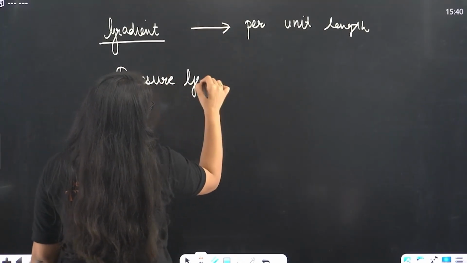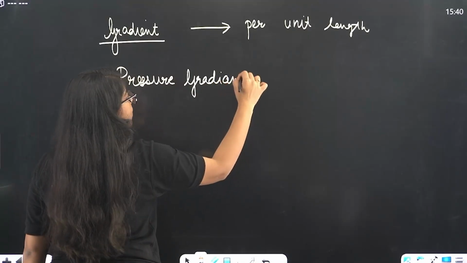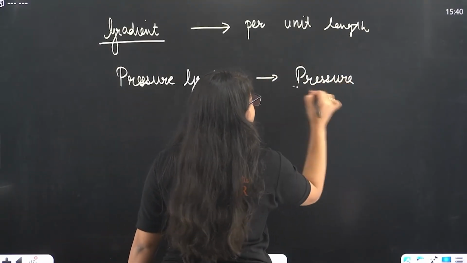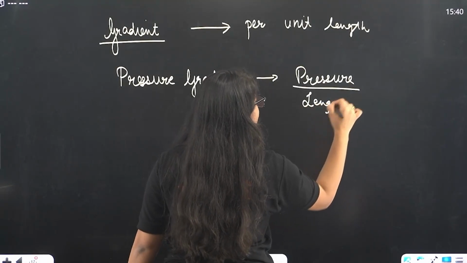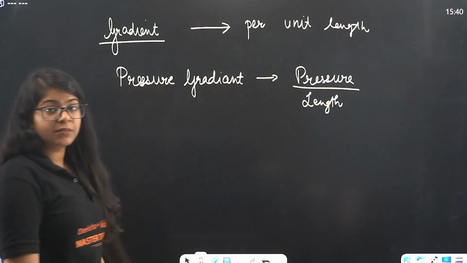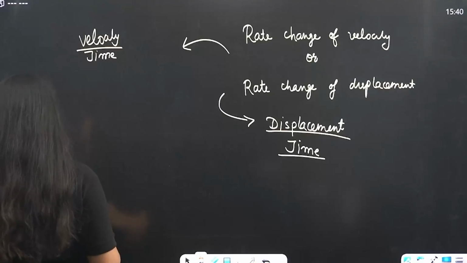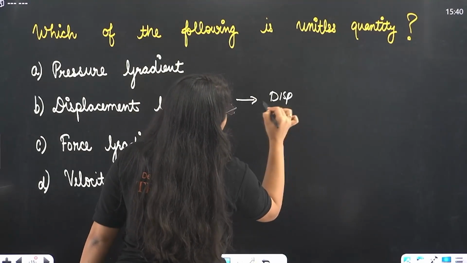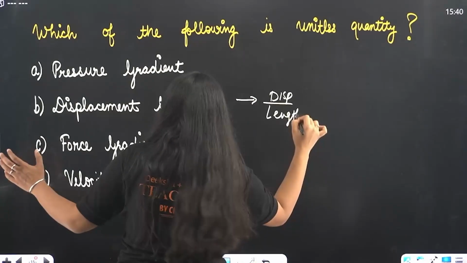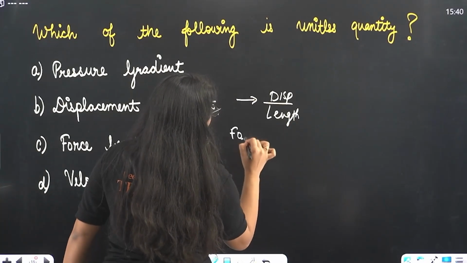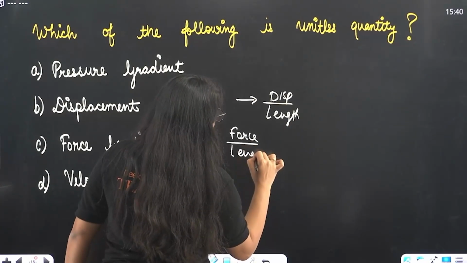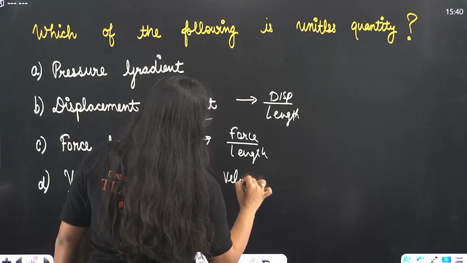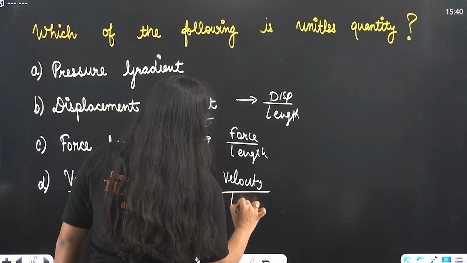Pressure gradient, beta, will mean pressure per unit length. Per unit length means divide by length. Similarly, displacement gradient will mean displacement divided by length. Then same for force, it will mean force divided by length, right? Then velocity gradient will mean velocity divided by length. Done.